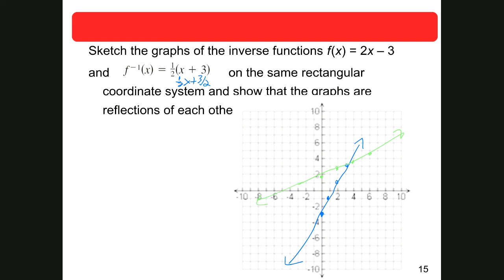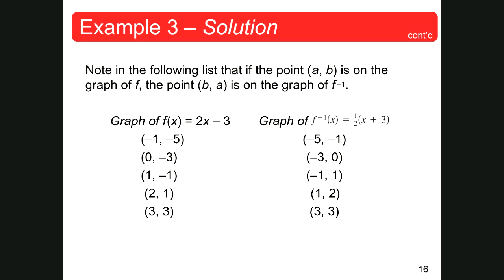And now if I draw on the line y is equal to x, different color here. That's the line that splits the graph directly in half. You can see if I fold it along there, it should be a reflection along that line. And here are some points for the equation 2x minus 3. And then if you take a look at the inverse function, they're just opposites.